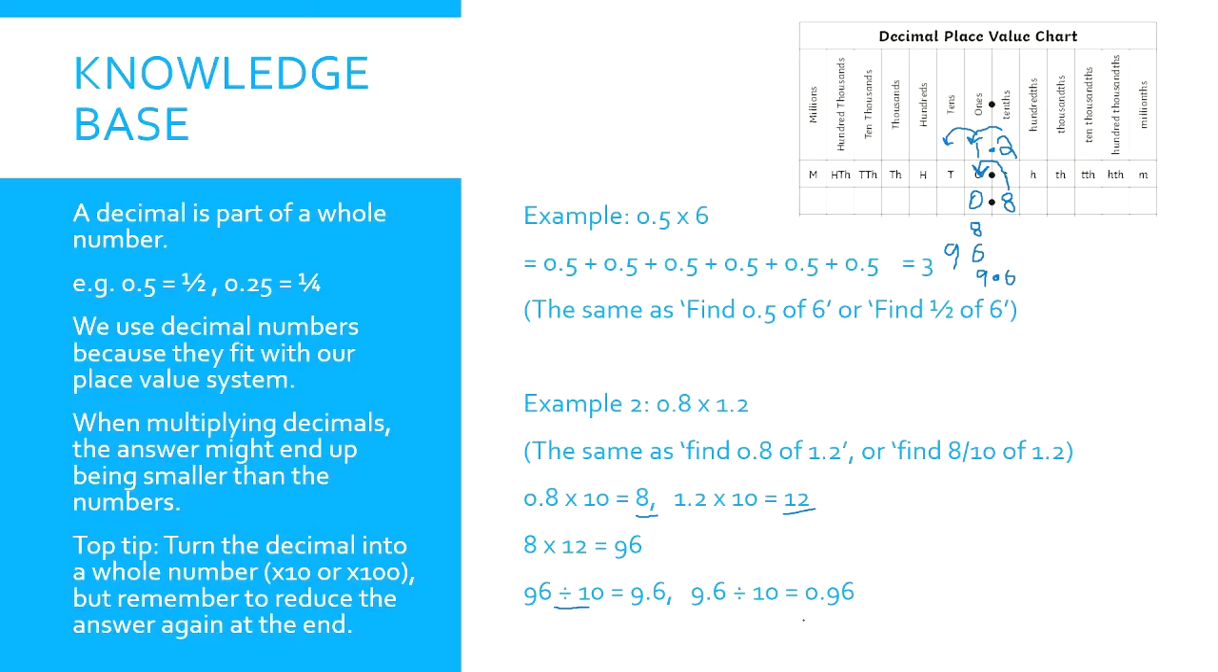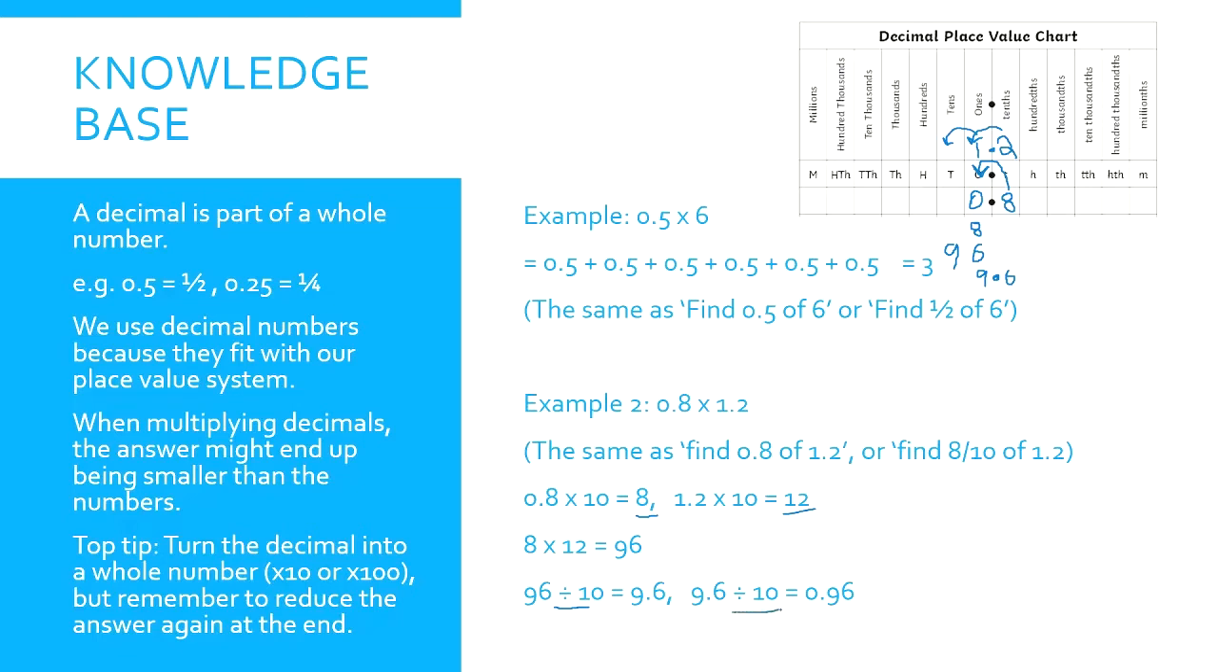0.96. Okay, and this does look to some people like it should be too small, but if you think about it, we know multiplying by decimals that it's going to end up somewhere in the middle of the two numbers that I've been given, somewhere between 0.8 and 1.2. And this value, 0.96, does fulfill that criteria.